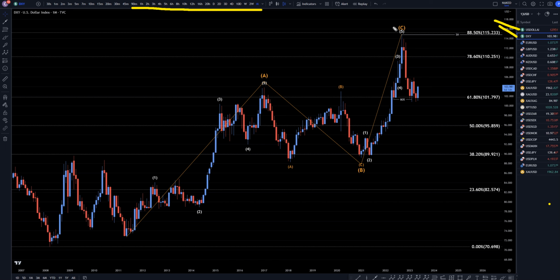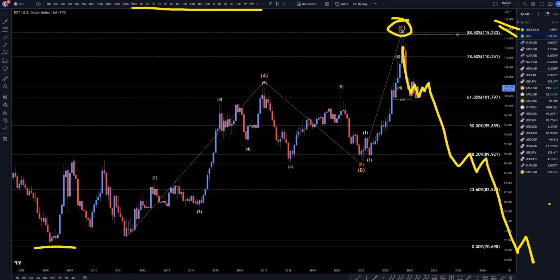So on the monthly DXY, I still think this is possibly the end of an ABC correction. If it is the end of an ABC correction, then this is going to end up continuing the downtrend like this. Most likely eventually end up looking something like that and taking out this low. Now, we are talking about the monthly time frame, so this is going to probably take years to play out.